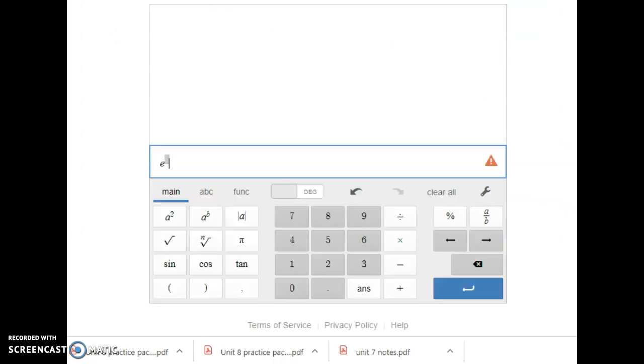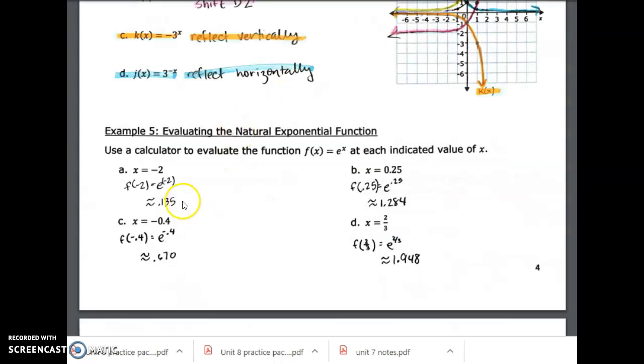So if we did e to the negative 2 power, it gives us a decimal of 0.135 if we round it. And so that's how we're going to do all of these problems as well.